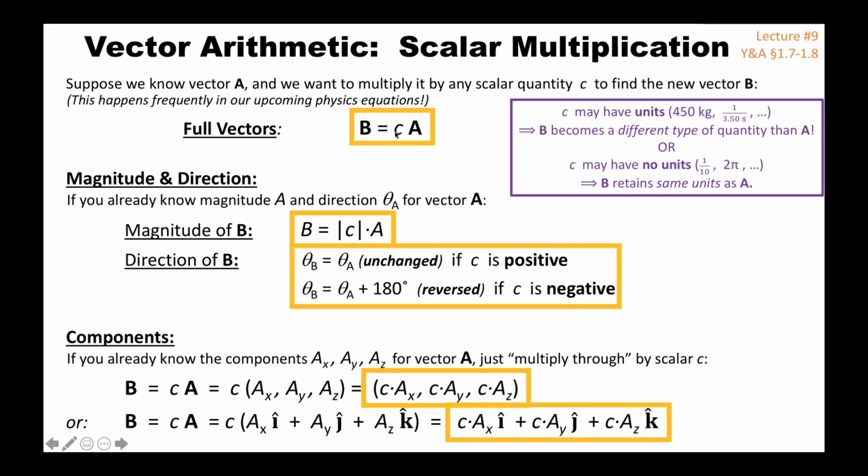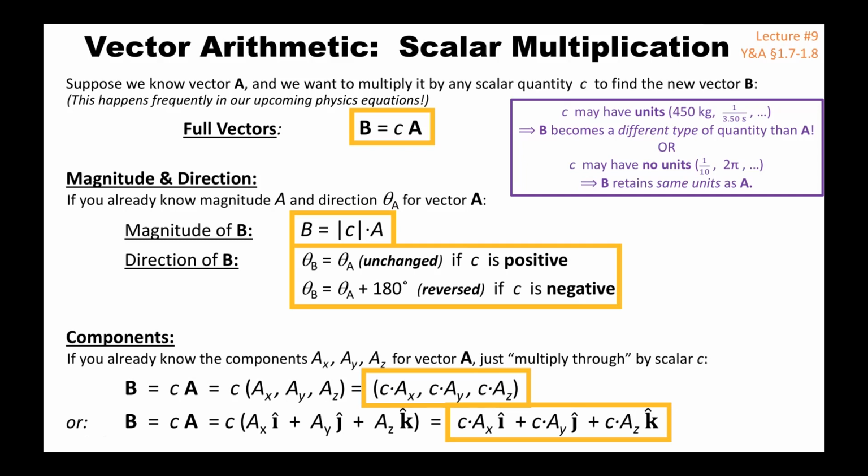On the other hand, if the scalar that we're multiplying by has no units, maybe it's perfectly 1/10 or perfectly 2 pi or just some other pure number, right? It doesn't have to be a pure rational number. It just could be a decimal. But if it has no units on it at all, if it's dimensionless, then of course A and B will have the same units as each other, and they will be the same type of vector. So if A is a velocity, we multiply it by 1/2 or 1/10, then B will also be a velocity.